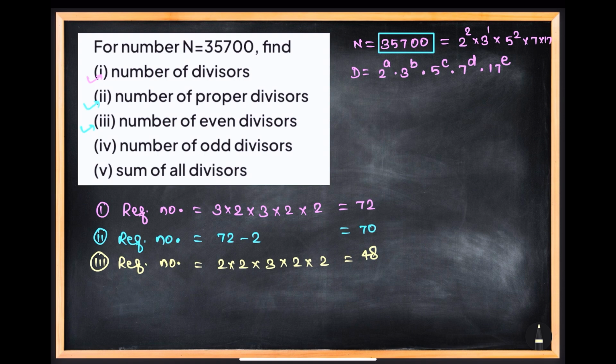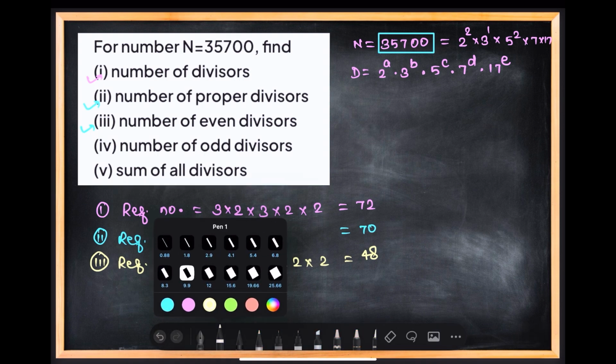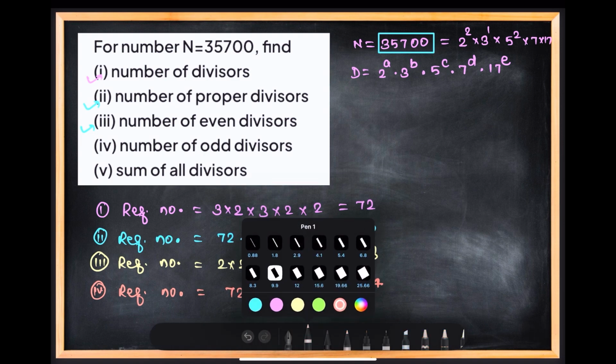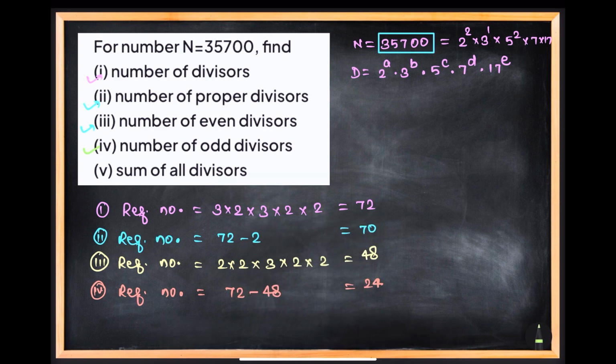Now the number of odd divisors. Can I say that from all divisors we subtract even divisors? So 72 minus 48, so it is 24. Okay, now you have the number of all divisors. Now it's time to find the sum of all divisors.